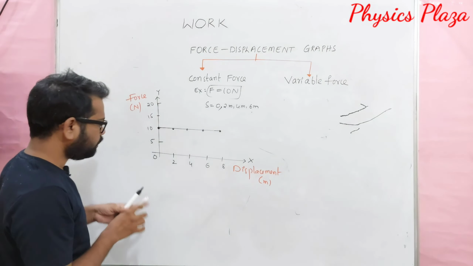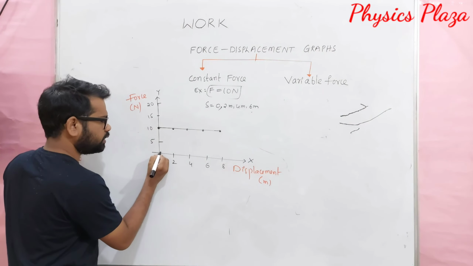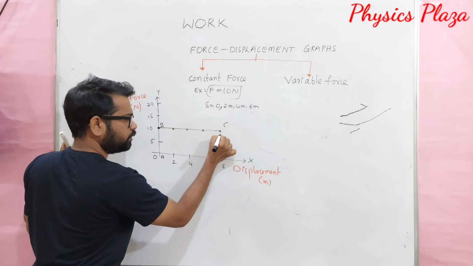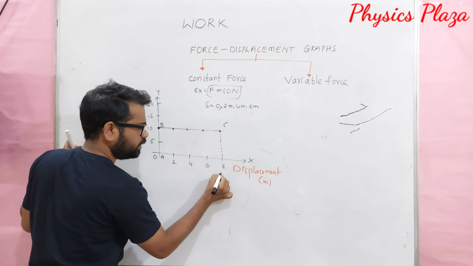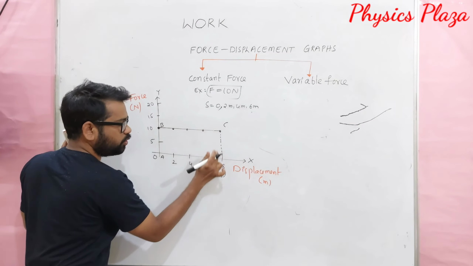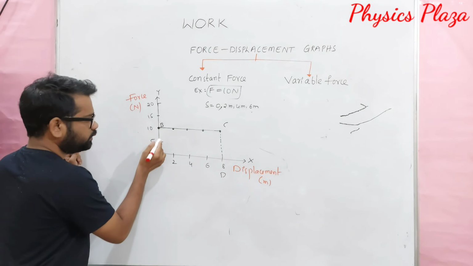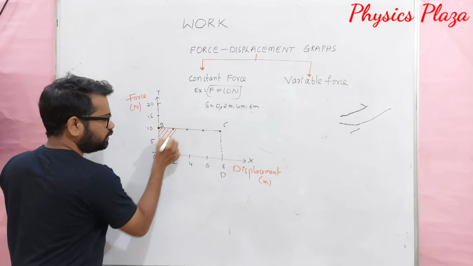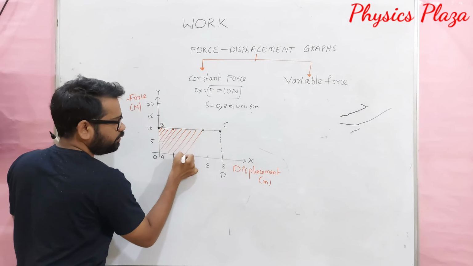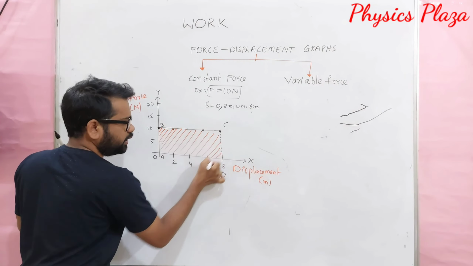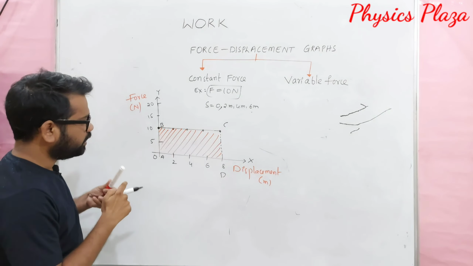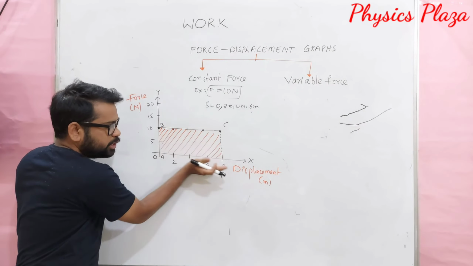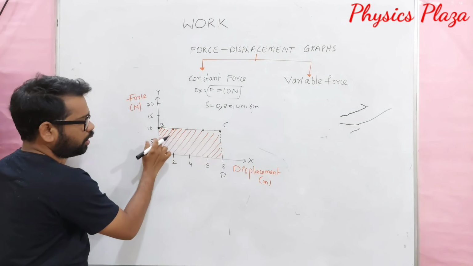Just look here. Let us say it is O, A, B, C, and here D. Here you can see we got a rectangle shape. The area enclosed by this will give you the work done. So how do we calculate the area enclosed between the line BC and the displacement axis?